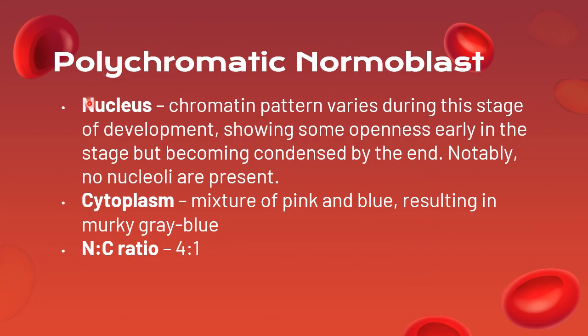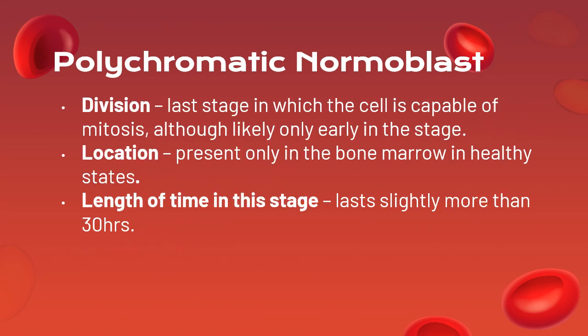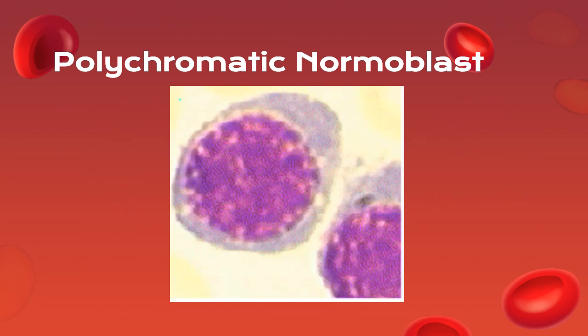Polychromatic normoblast. Okay? So, NC ratio is 4:1. So, hindi ko na iisa-isahin pa yung kasi I believe na-discuss na dito. So, parang pasadahan lang natin. Okay? Then, also only present in the bone marrow. Yeah. So, polychromatic normoblast, as the name implies, polychromatic. Okay? So, yung kanyang nucleus is mixed in color. So, may dark blue, may pinkish. Yan. So, polychromatic.